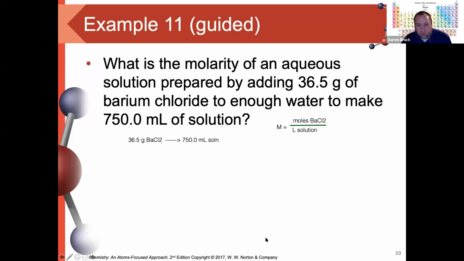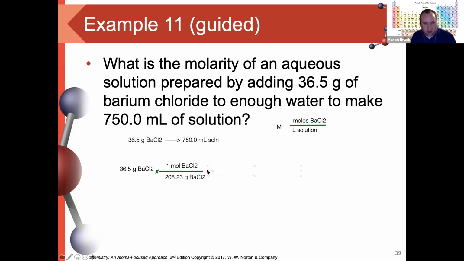So the first step would be, I've got my 36.5 grams of barium chloride. I need to convert that into moles. And so I'm going to do one of my conversion steps here. I'm going to need my periodic table. So barium is 137.33 grams per mole. Each chlorine is 35.45, and there are 2 of them. So 208.23 is my molar mass. 208.23 grams of barium chloride in 1 mole of barium chloride.